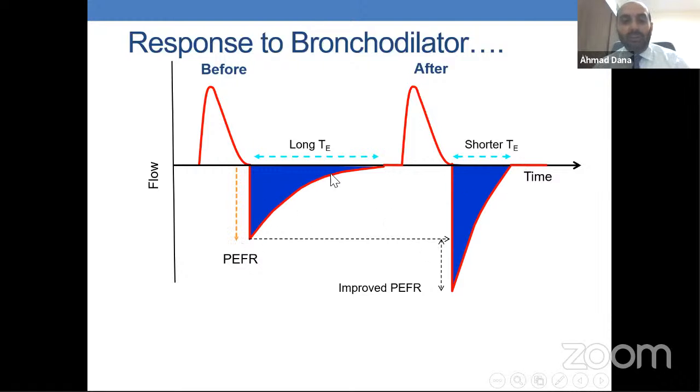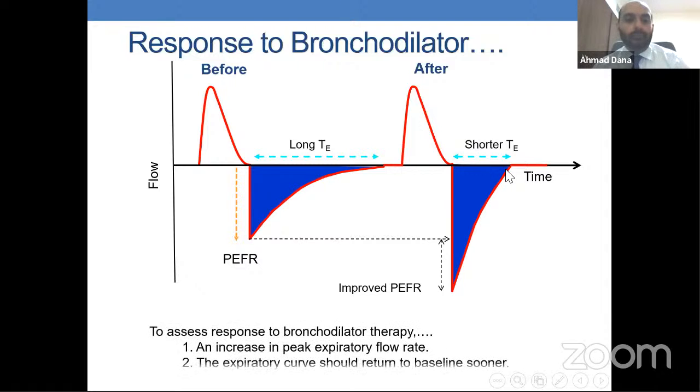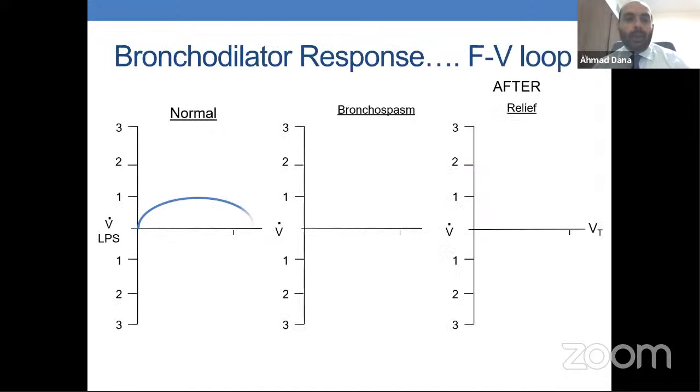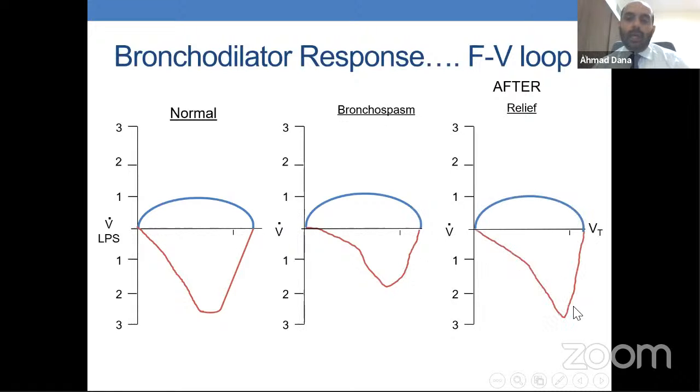So before giving the bronchodilator, see how the expiration is taking time, the peak expiratory flow is short. When you give the bronchodilator, it improves, and the expiration doesn't take that much expiratory time. So it will end in a shorter time. Again, the same, but this time in the flow volume loop. So this is the normal. This is in case of bronchospasm, and this is after the response.